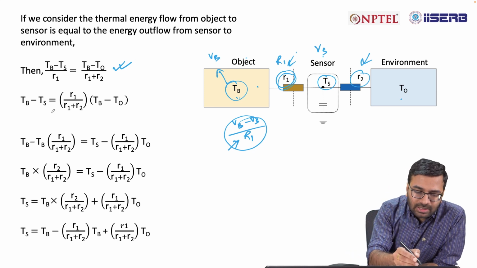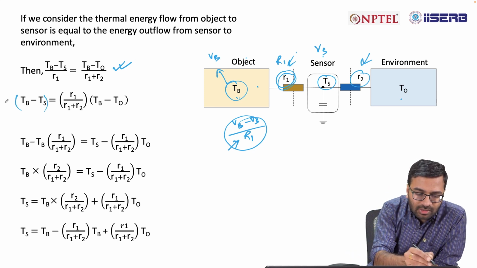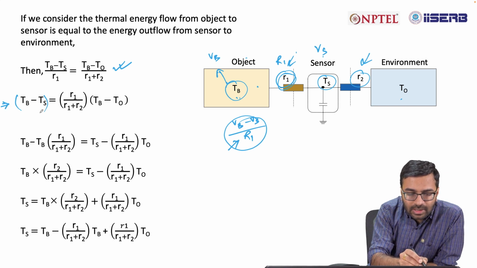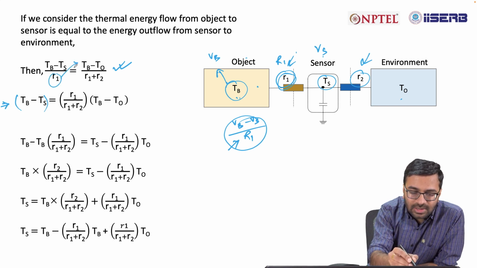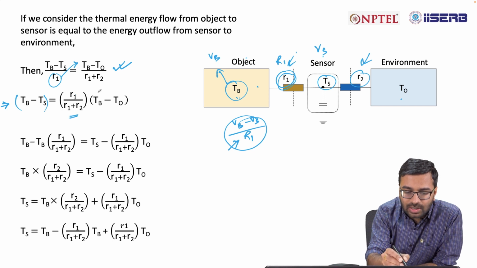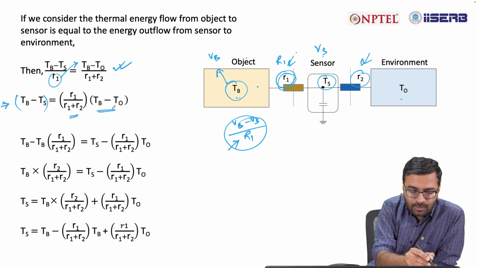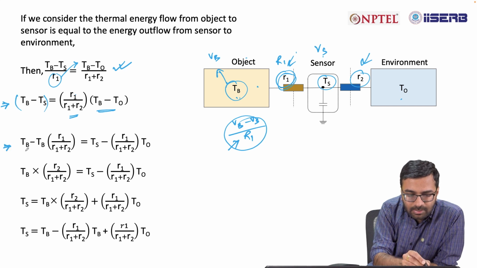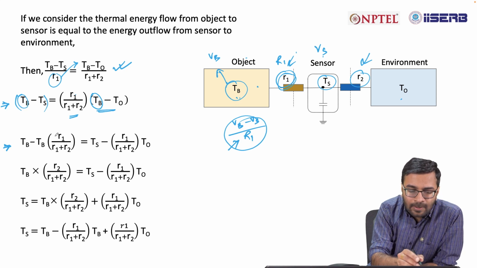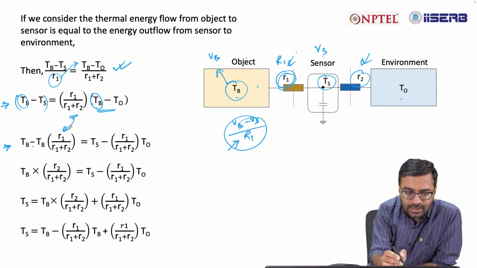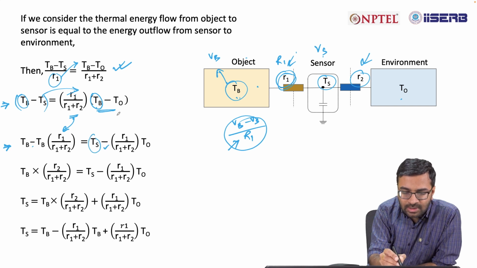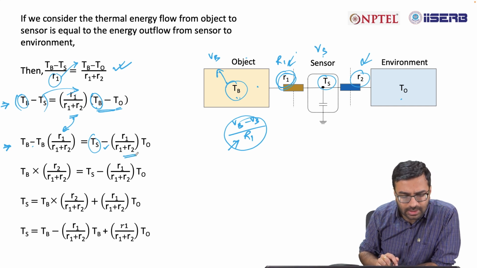Then you do some mathematical arrangement. So your TB minus TS you have taken, and then you take your R1 to the right hand side. So it will become R1 divided by R1 plus R2 into TB minus T0. Then you may take both the TBs to one side. So TB minus TB into R1 plus R2 is what you can see here, and then you take TS to the right hand side. So it will become TS minus T0 into R1 divided by R1 plus R2, right?